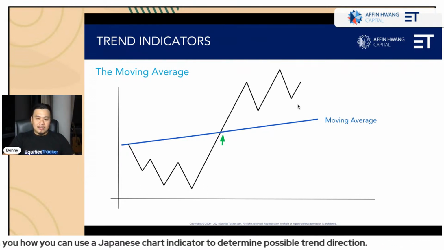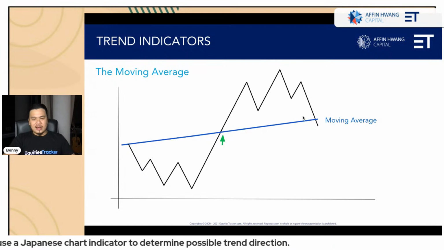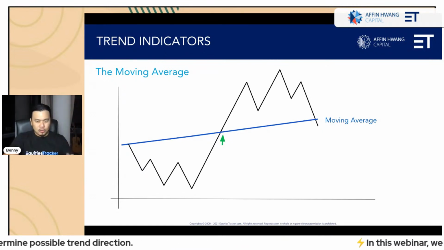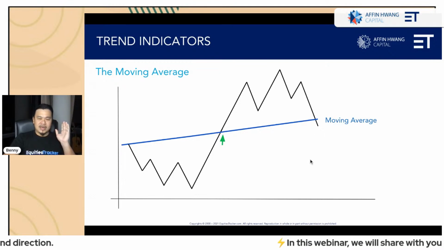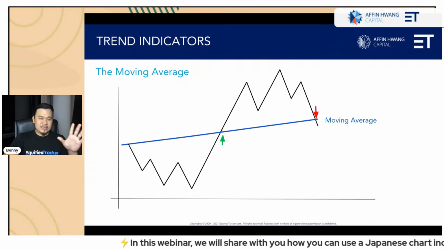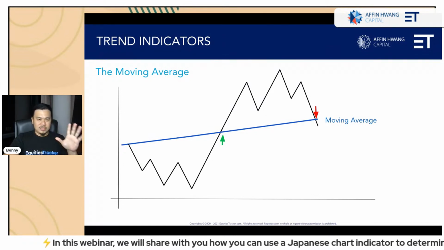What happens if the price starts to come down right now, and it's not so bullish anymore because the price is transacted below the average? Let's say I make a decision to sell over here. So this is a common way of using the moving average.